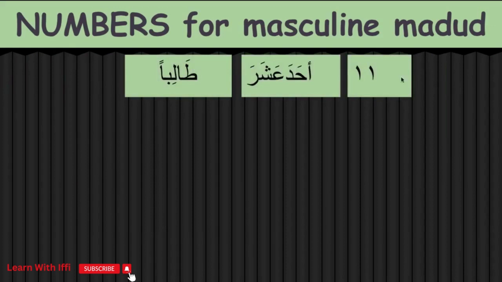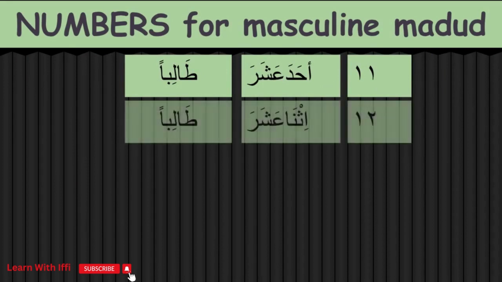For example, if we say 11, everything will be in the same group. It's the same like us, when we are 11 years old, 12 years old, we try to be with boys and like to play with girls. The girls try to be with girls and boys try to be with boys. So same thing here, everything will be of the same group. 11, 12, ahada ashara taliban, ithna ashara taliban.